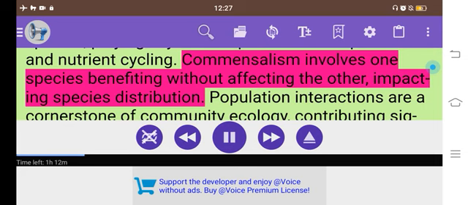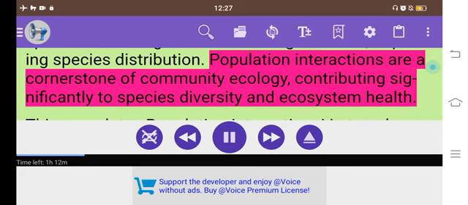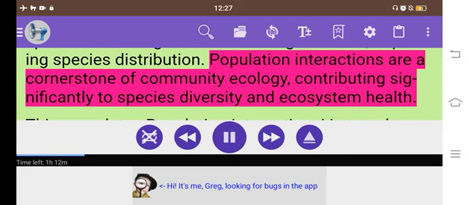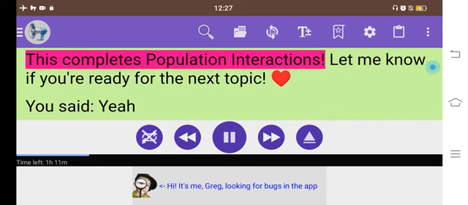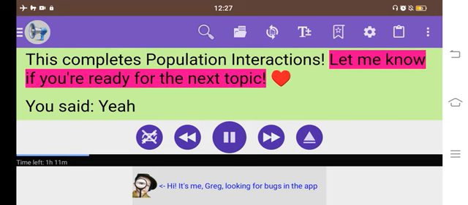Commensalism involves one species benefiting without affecting the other, impacting species distribution. Population interactions are a cornerstone of community ecology, contributing significantly to species diversity and ecosystem health. This completes population interactions. Let me know if you're ready for the next topic.